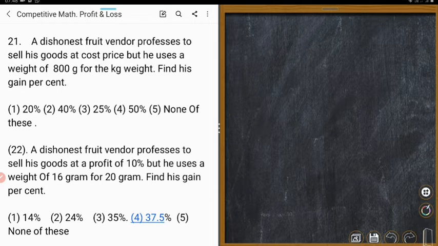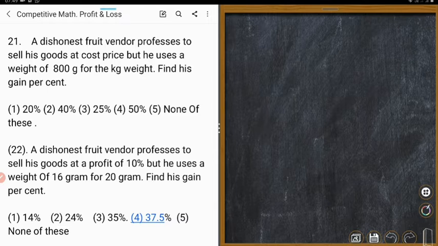But he uses a weight of 800 grams for the kg weight. Find his gain percent. The vendor sells his product at the cost price. Suppose he bought at 100 rupees, that means he would sell at 100 rupees. Cost price 100, selling price 100. There is no profit, there is no loss.